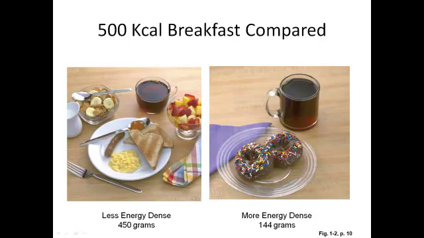We're going to compare two 500 kilocalorie or calorie, they're synonymous, breakfasts. On the left, we have what's considered a less energy-dense breakfast, and the breakfast on the right is a more energy-dense breakfast. Both breakfasts provide 500 calories, but the breakfast on the left weighs 450 grams, while the breakfast on the right weighs 144 grams. Another way to think of it is the breakfast on the left gives you much more nutrient bang for the buck.